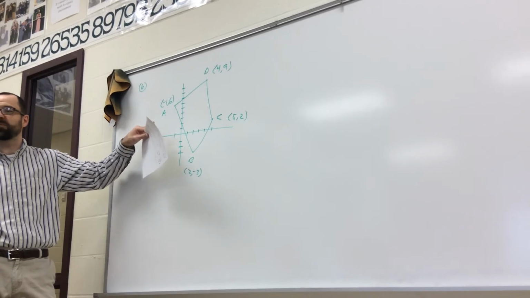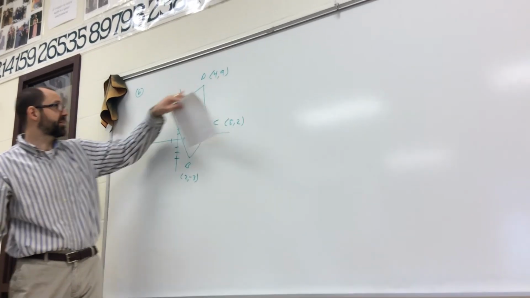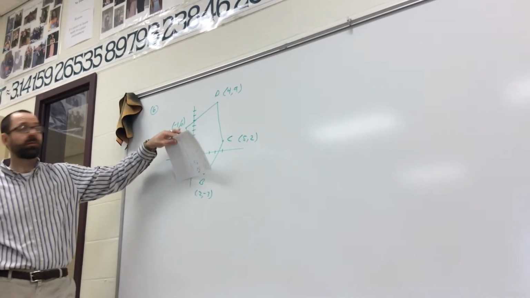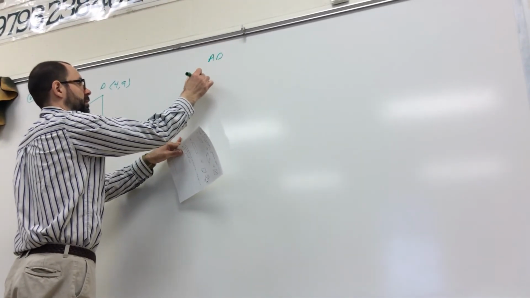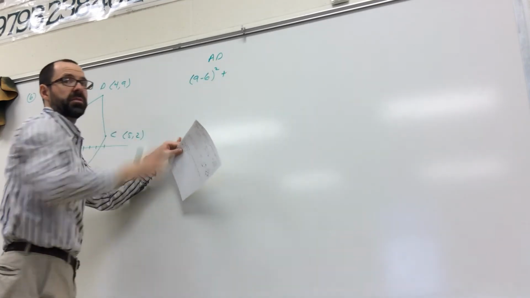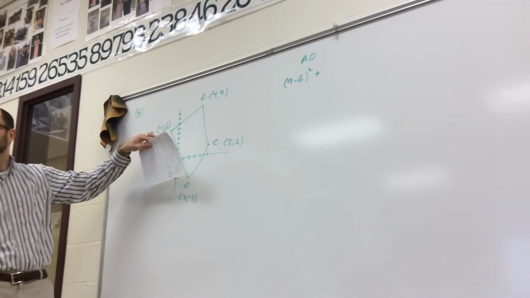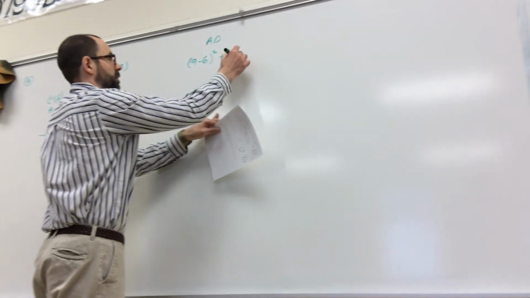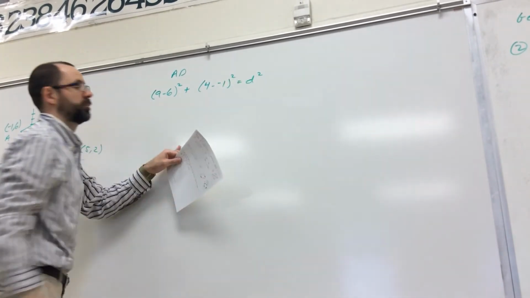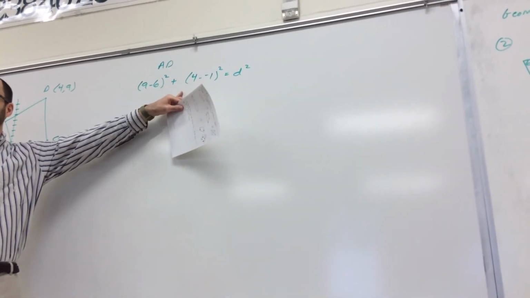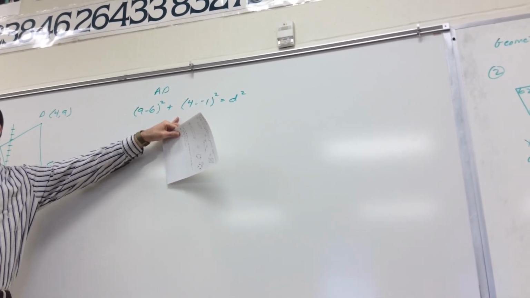Good. So we've been using this formula for most of the year. It's kind of a pain. So what you do is you take 9 minus 6 and then square it. And then plus 4 minus negative 1 and square it. So what I'm doing here is I'm finding out how far apart A and D are. Finding the distance or the length between A and B.